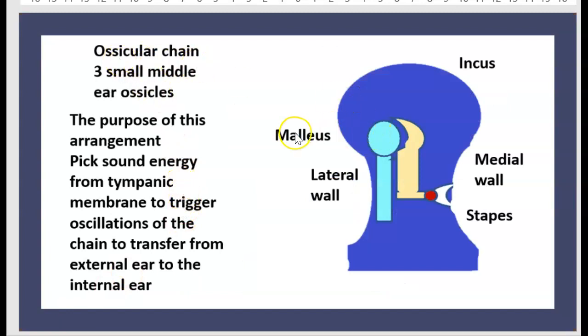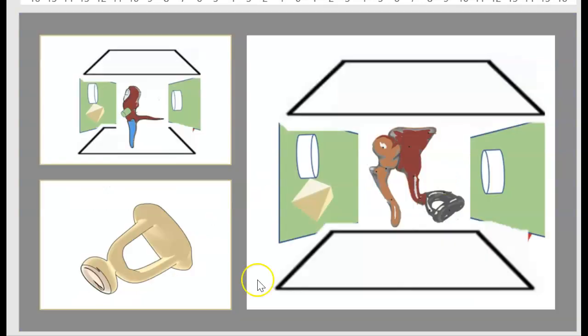Ossicular chain: malleus, incus, and stapes. 3 small ear ossicles. The purpose of this arrangement is to pick sound energy from tympanic membrane, to trigger oscillation of the chain, to transfer from external air to the internal air. Inside the middle ear, the roof, the anterior wall, the posterior wall, the medial wall, and ossicles, malleus, incus, and stapes.